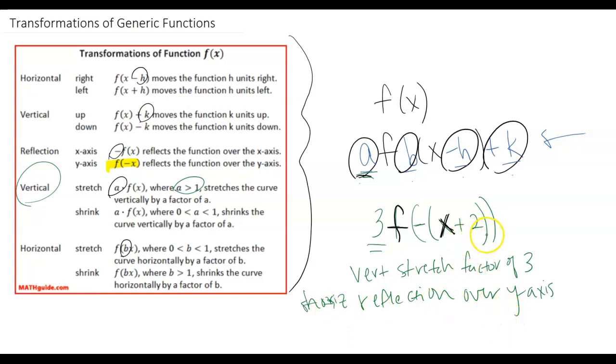And then we have a plus 2. It's on the inside of the parentheses, so that means it's like the h. And when you're inside of parentheses, it does the opposite of what you think. So I know it's a plus 2, and you're probably thinking, oh, positive 2 goes to the right. No, it doesn't. Positive 2 actually would go to the left. So whatever number you see there, you are going to do the opposite, okay? All right, so let's do an example with a graph now.